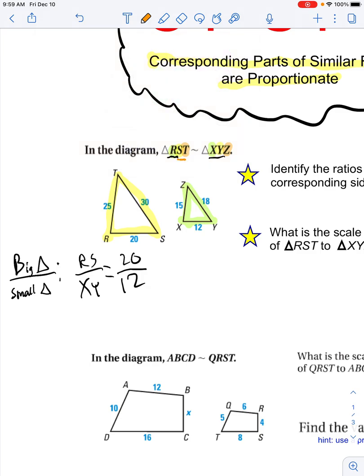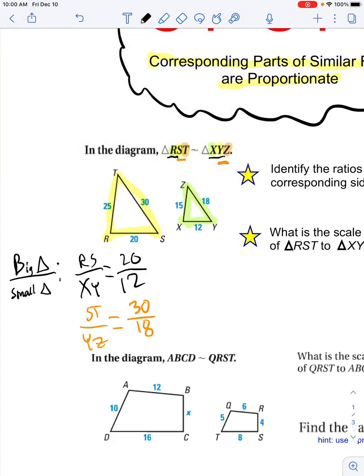Let's look at ST. ST is going to correspond to YZ. So ST is my big triangle over YZ, which is in my small triangle. And ST is 30 and YZ is 18.